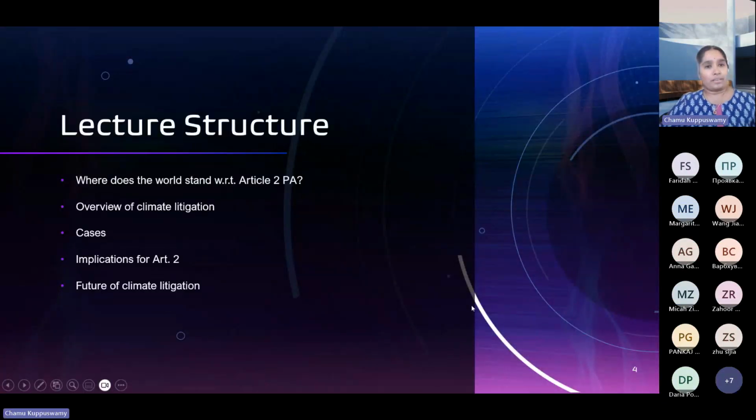So the structure for today's lecture is to remind ourselves where the world stands with respect to Article 2 of the Paris Agreement, which is to keep the global average temperature increase at less than 2 degrees Celsius, or aiming to keep it at 1.5 degrees Celsius. We'll have an overview of climate litigation, look at some cases, and then come back to the question of what the implications of these cases and climate litigation are for Article 2 of the Paris Agreement, and then look at the future of climate litigation.